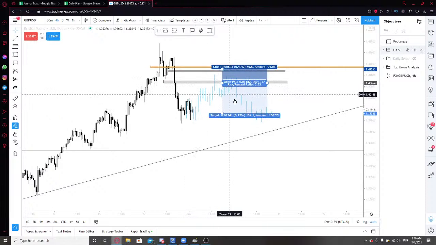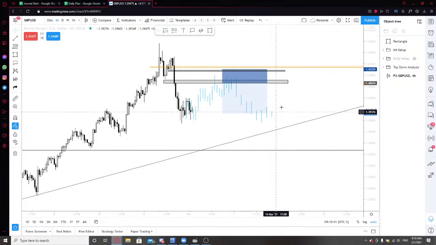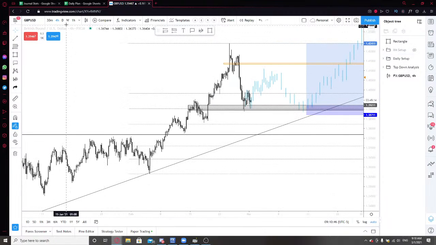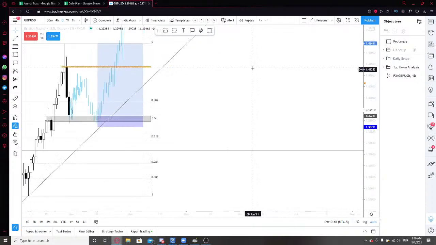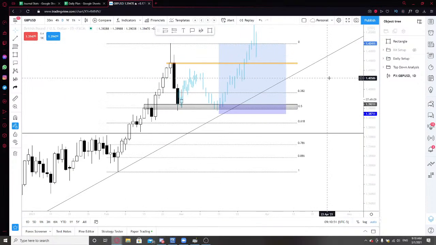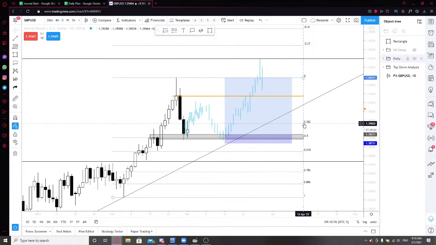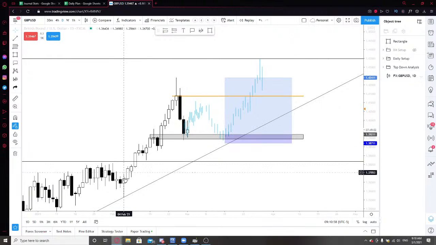The reason I'm stopping there instead of continuing down further is because I have a daily setup that I'm looking to form. Now with this daily setup, I have a strong impulsive move. I'd like to see a corrective pattern form. Right now we just have two very strong bearish candles that have come down, and I need to see a bit more. I need to see some consolidation form here essentially.